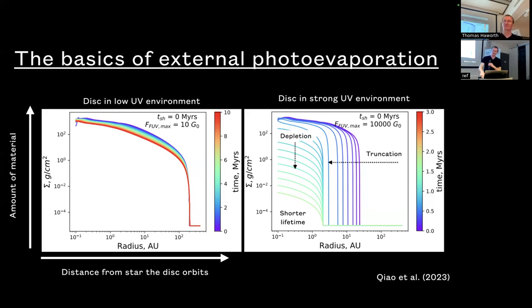So the two effects of this external radiation are truncation of the disk and depletion of the mass. And you ultimately end up also with a shorter lifetime. This one's lived for 10 million years, and this one's lived for maybe 1 million years. But it assumes that there once was a more extended disk when this UV radiation was always there.